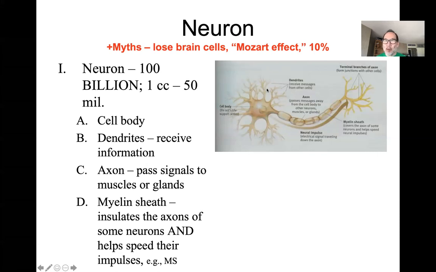the dendrites, which pick up information, and the axon, which passes information to other neurons. The axon is covered by this kind of gelatinous material here, referred to as the myelin sheath.